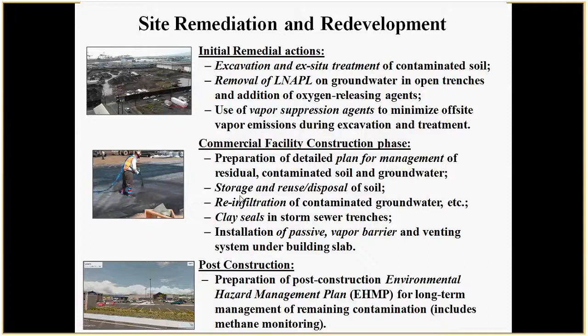So you have plans made for storage and reuse or disposal of contaminated soil, and re-infiltration of contaminated groundwater on site instead of putting it into storm sewers or something. Clay seals on storm sewer trenches to prevent contaminated groundwater from discharging into nearby surface water bodies. Installation of a passive vapor barrier venting system under the new building slab. Post-construction, you want to make a map of where the contamination was left in place. We call it preparation of a post-construction environmental hazard management plan, EHMP, for long-term management of remaining contamination for any future work to be done at the site. This includes methane monitoring.